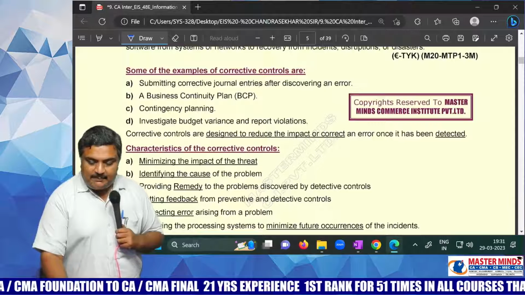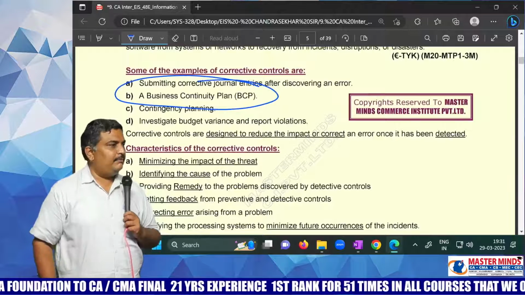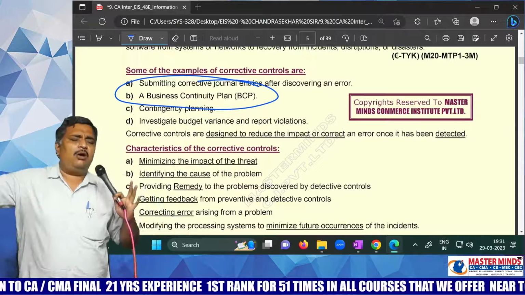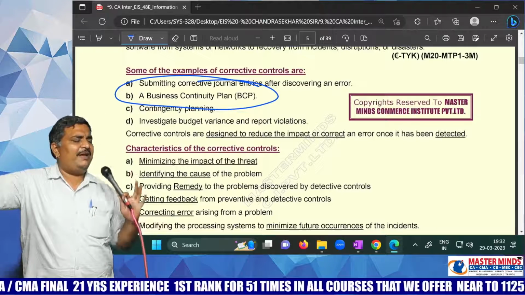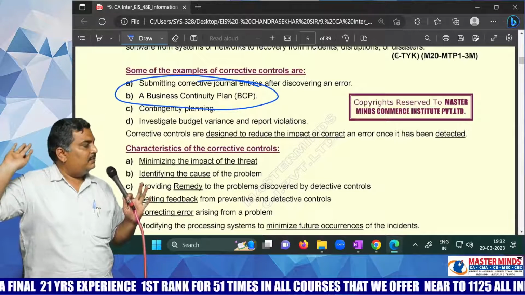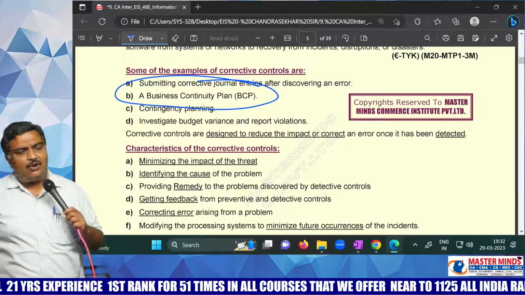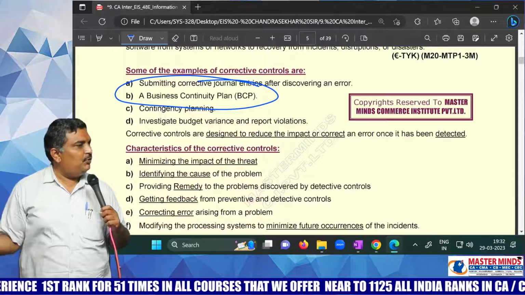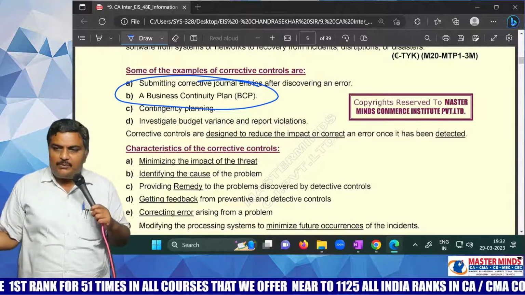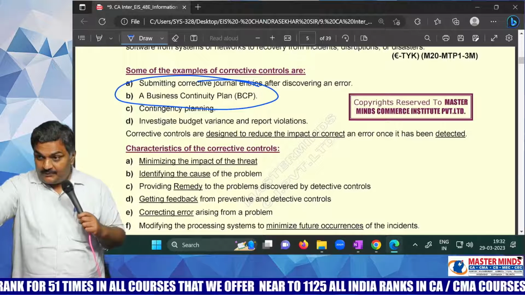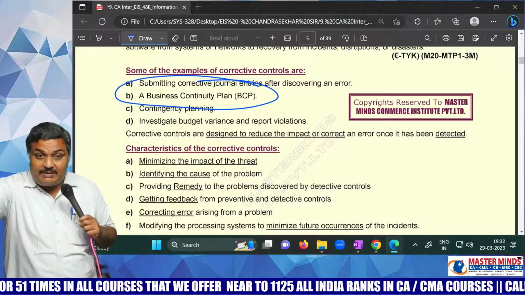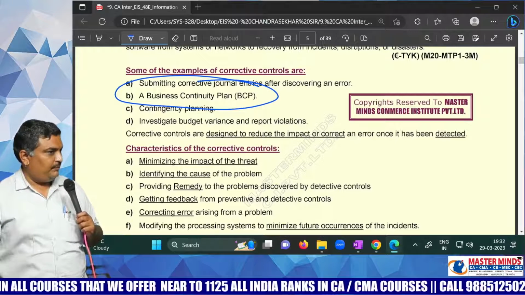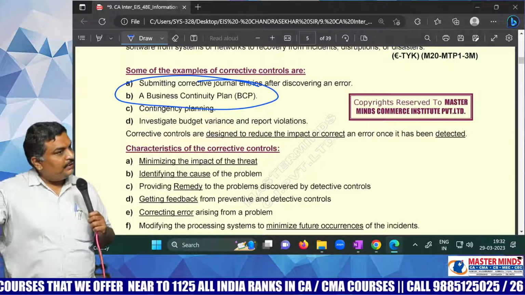See, BCP is a corrective control. Business continuity planning. That means what? All of a sudden a big earthquake happened and your main server got disturbed. That is an act of God. Earthquake is an act of God. But is earthquake happening for the first time in history? No. So you should take corrective measures.